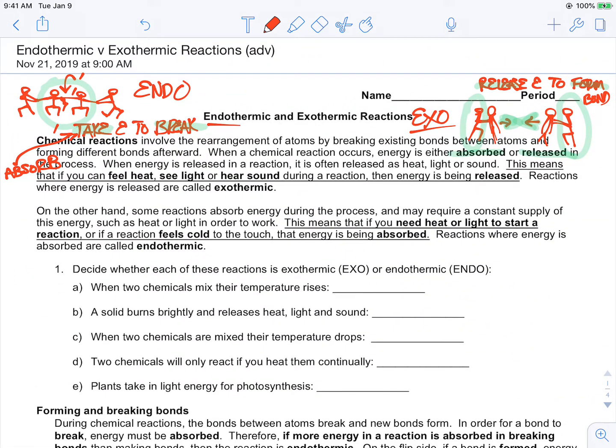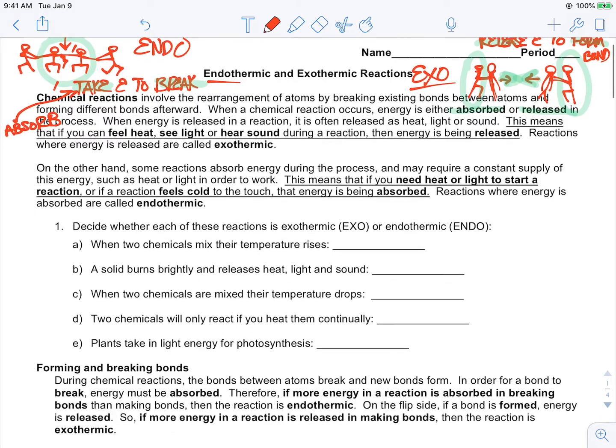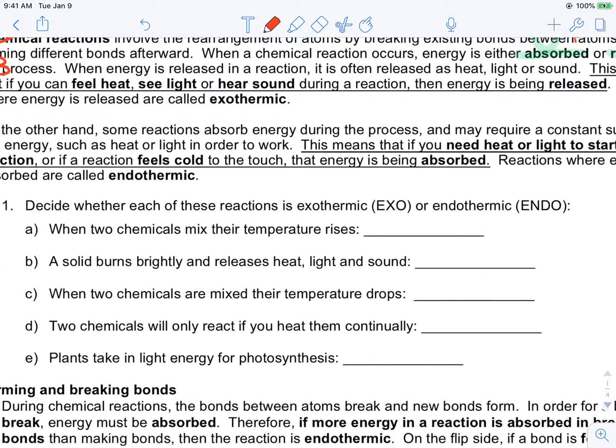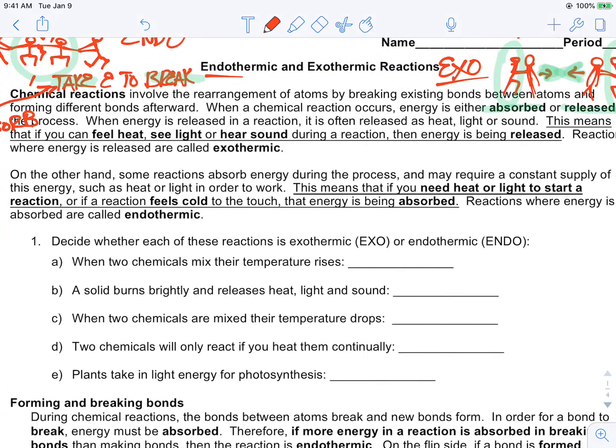So anyway, the bottom line is that endo and exothermic reactions have certain qualities to them that we can experience through labs. So in this case, here's some signs of exo and endothermic reactions. If you are feeling heat, if it feels hot to the touch, or if you see light like fire, if you hear a sound, you're most likely looking at an exothermic reaction because all three of these examples are signs of energy being released, which means bonds were formed.